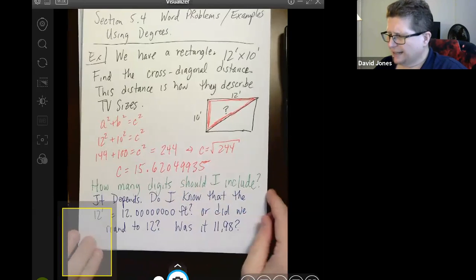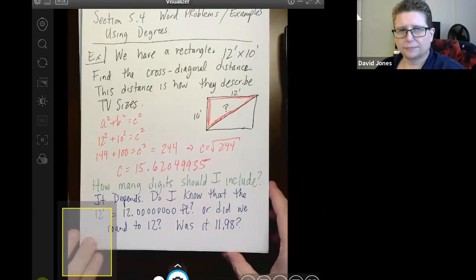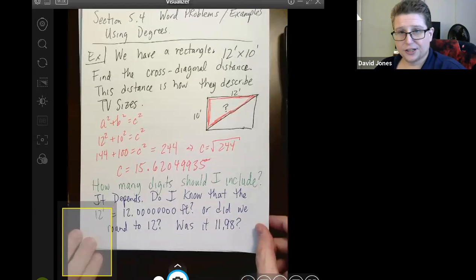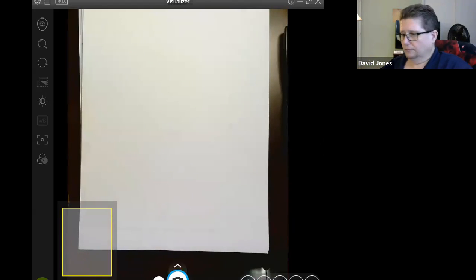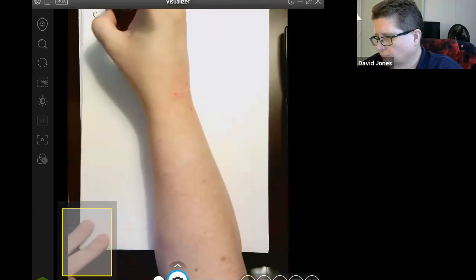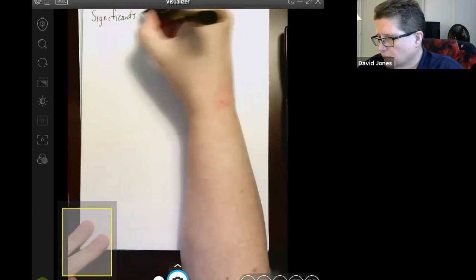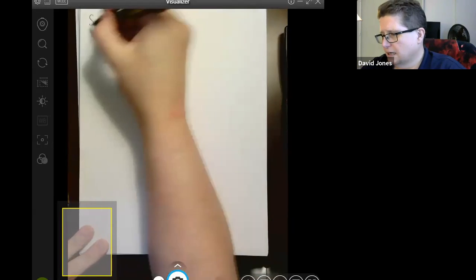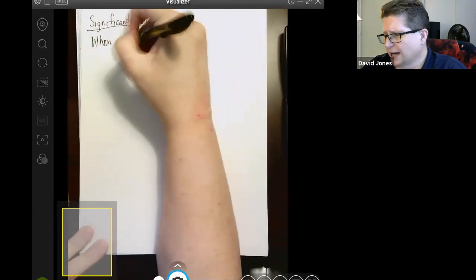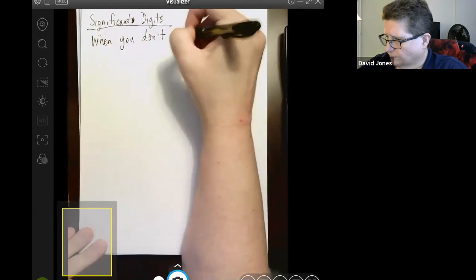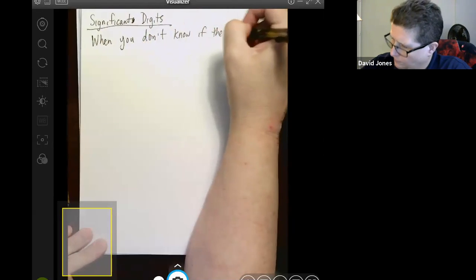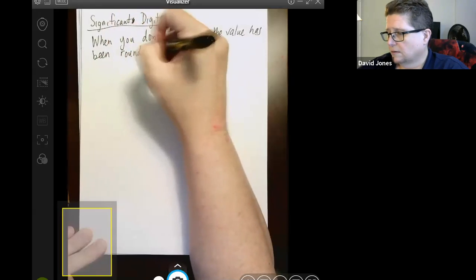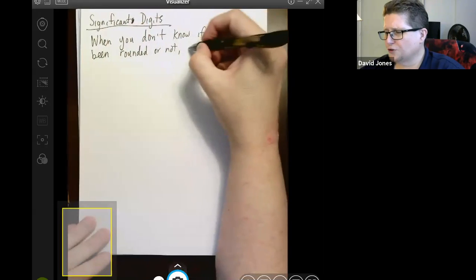So that leads us to, go ahead and pause it real quick. Finish writing it down. This leads to the idea of significant digits. And there's some rules about it. When you don't know if the value has been rounded or not, you kind of need to assume it has been.